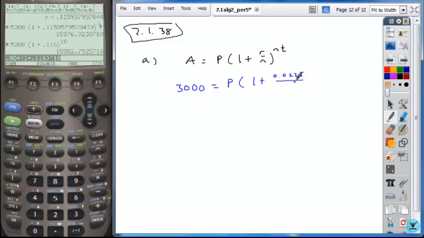In problem A, it's compounded quarterly, meaning how many compoundings are there per year? 4. 1 per quarter. Okay, and then that's to the power of n, so repeat the 4 here, times t. And here it says in 3 years, so we're going to use 3 for that. Okay, and so now it's just a matter of using the solve feature.